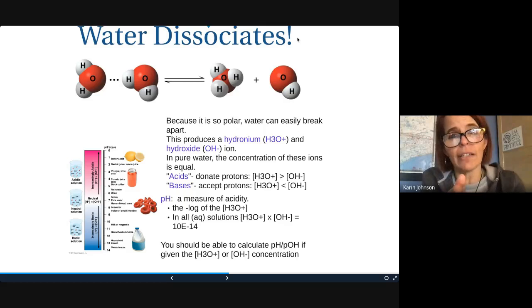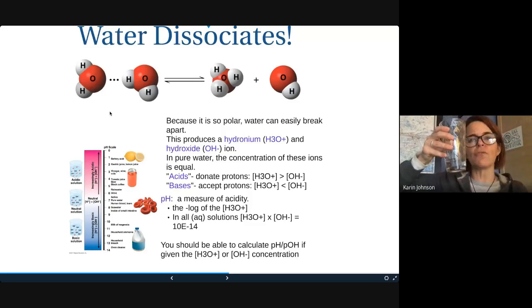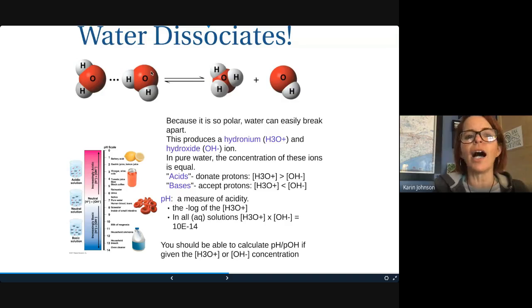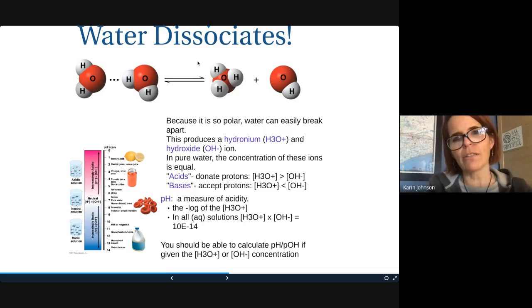Now, to make something an acid, we add more hydrogens. Remember that I said the hydrogen pops off one of these water molecules and swings over to the other water molecule, and that's what it does here. Well, what if we actually threw a whole bunch of H's into this glass of water? They're going to start sitting on the water molecules, and we're going to have more and more hydronium ions. So that's called an acid if it donates hydrogens. Now down below it says acids donate protons.